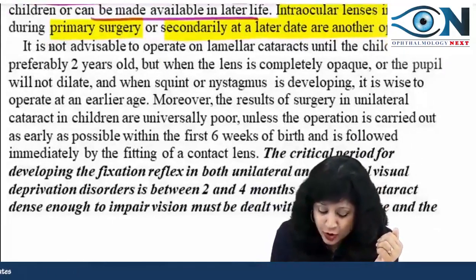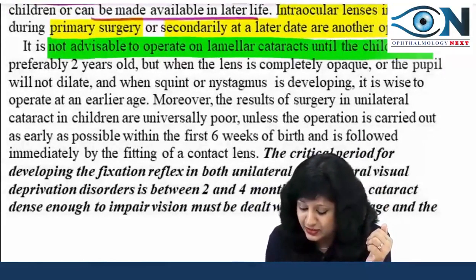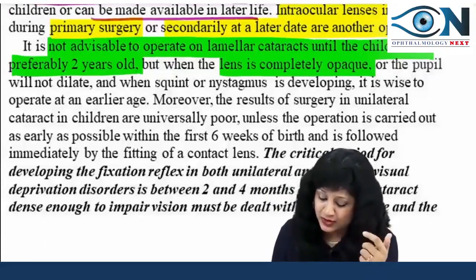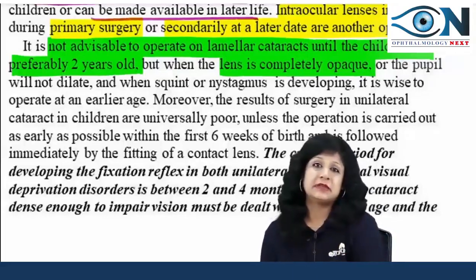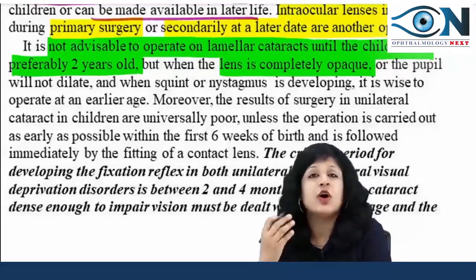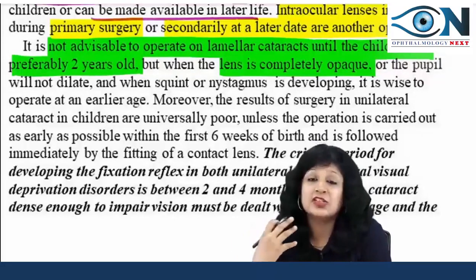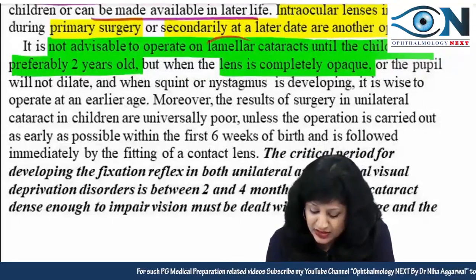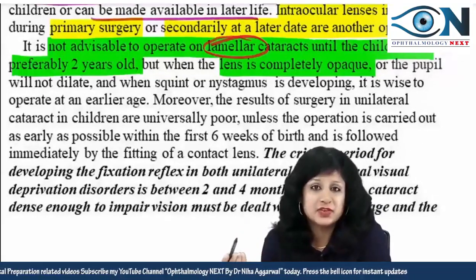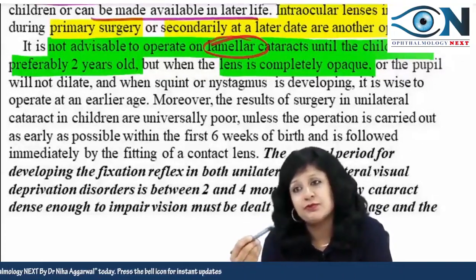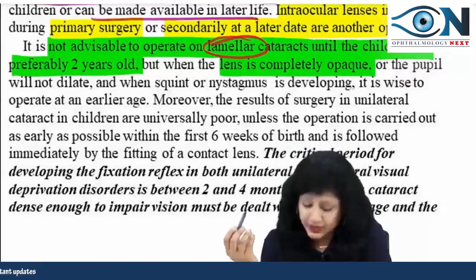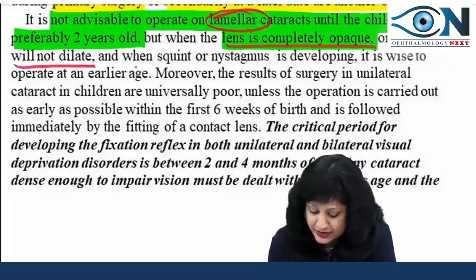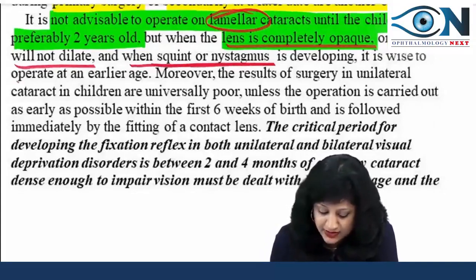Then they are saying that it is not advisable to operate on lamellar cataracts until the child is 1 or preferably 2 years old. But when the lens is completely opaque or the pupil is not dilating, or when squint or nystagmus is developing, it is wise to operate at an early age. So when we are talking about a total dense cataract, yes, you have to do the surgery at the earliest. But if I do not have a total cataract, just a lamellar cataract, then that is not an emergency. In those cases, I can wait for the child to grow up to 1 year of age or 2 years of age.